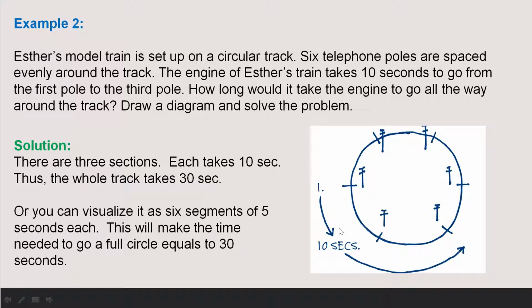Now, another way to do this: if you go from pole 1 to pole 3 in 10 seconds, then going from pole 1 to pole 2 takes 5 seconds. And since you have 6 sections, or 6 poles, you say 6 times 5. So this is 1, 2, 3, 4, 5, and 6. 6 times 5 is 30 seconds as well.